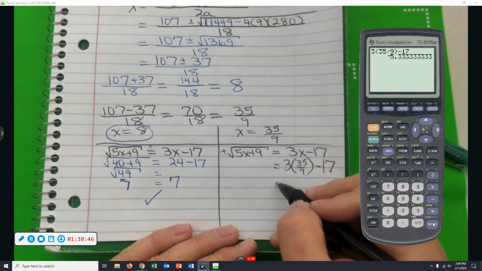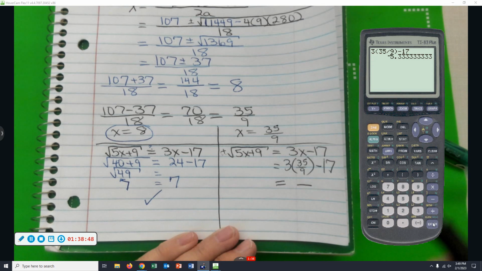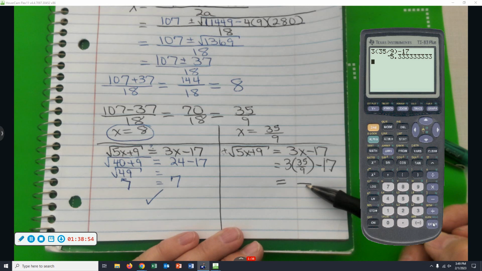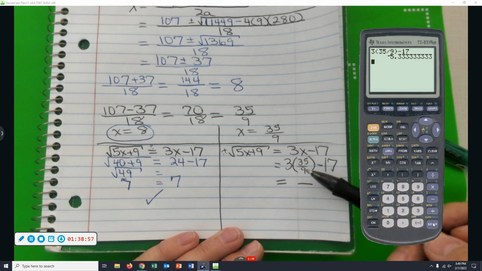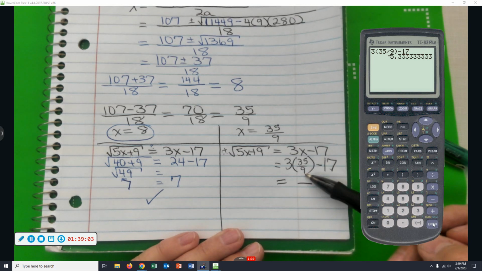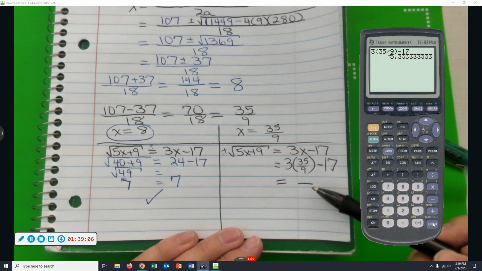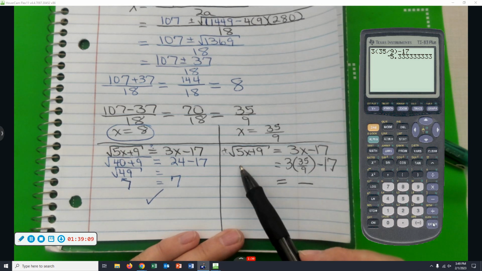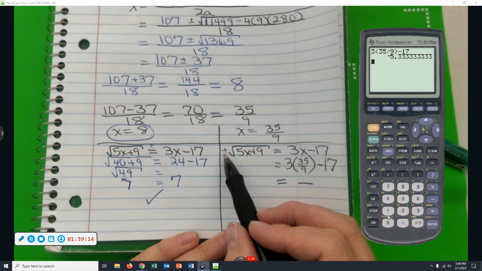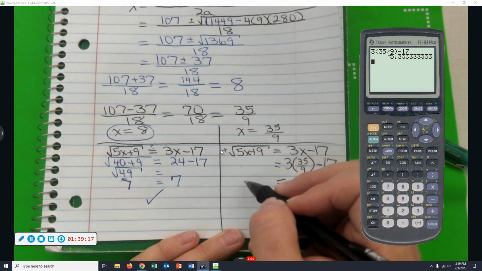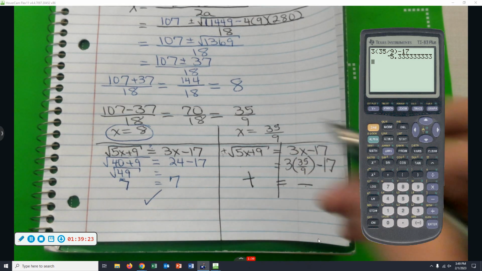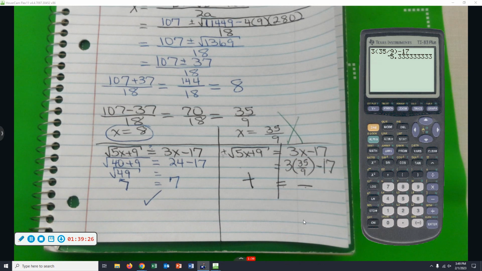Oh, we got lucky. If you plug in where it's isolated, the right side is negative. The exact value doesn't matter. When you plug in 35 over 9, you're going to get a negative result. You can cancel the 3, so that's 35 thirds minus 17. That's negative. Can the left side be negative? What sign will the left side have? Positive. Can a positive equal a negative? No. 35/9 will not check.